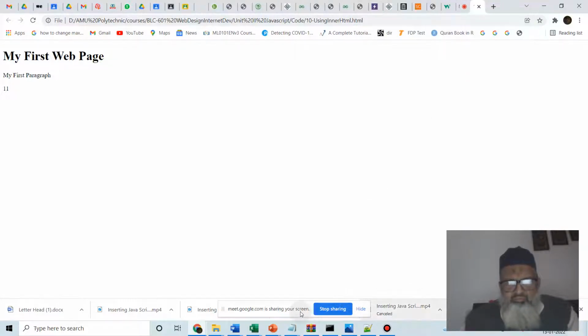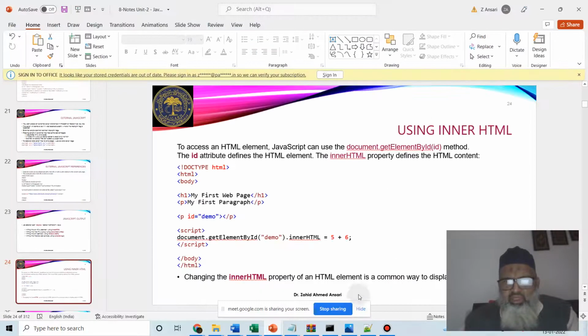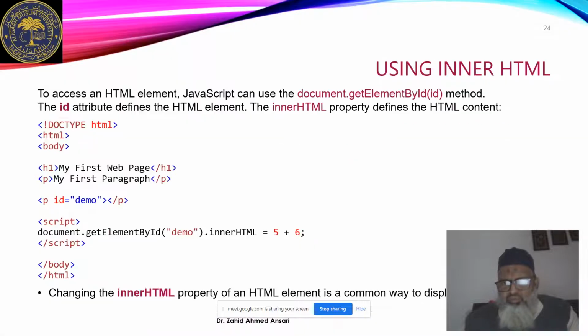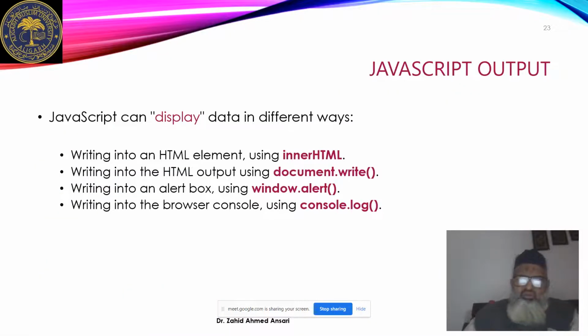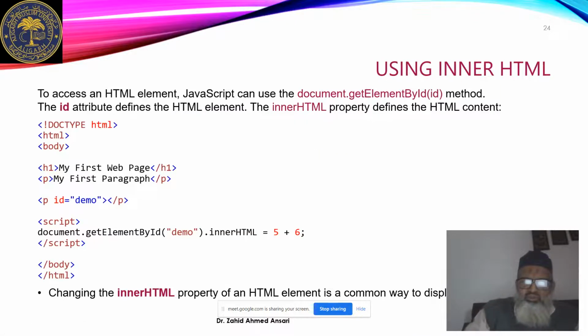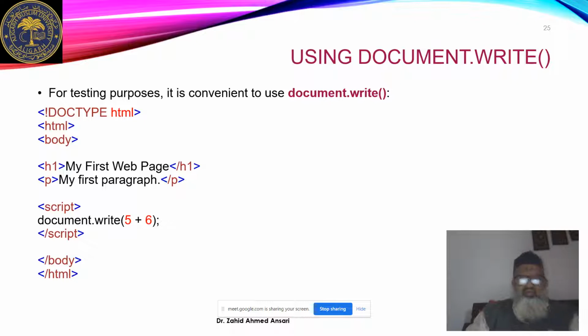Okay. Shall I move ahead? So we go to the next method. So four methods we saw. One is writing into HTML using innerHTML. Second is writing into HTML using document.write. Okay, so we'll see how to write using document.write.